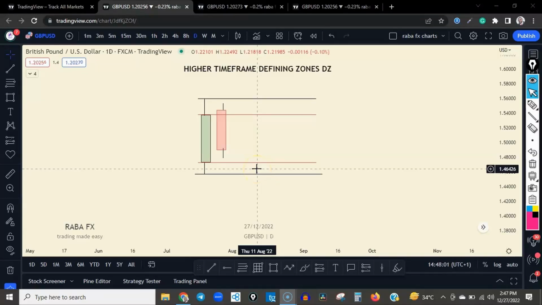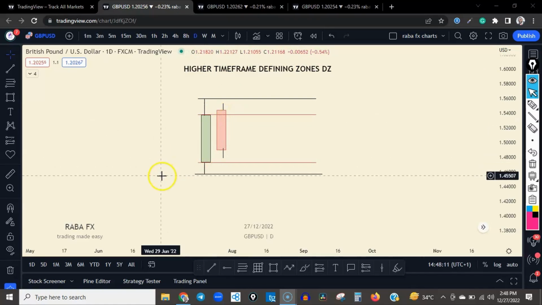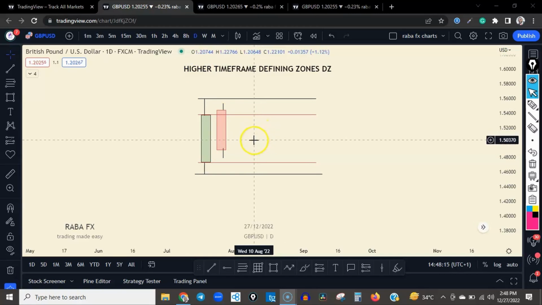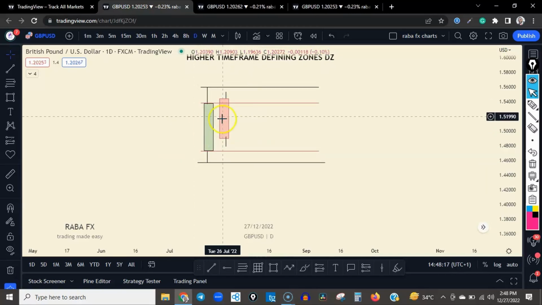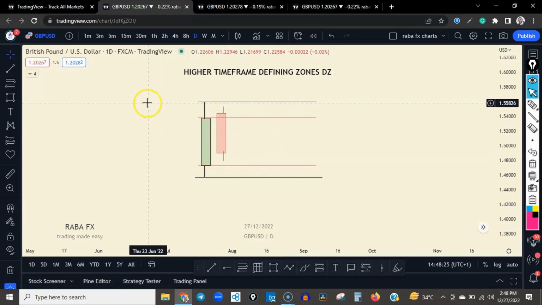This is our final higher time frame defining zone series. In this particular zone, we want to determine the high and the low of the year. You want to know which direction price will move to in a significant amount of time during the year, and this is how you know it.